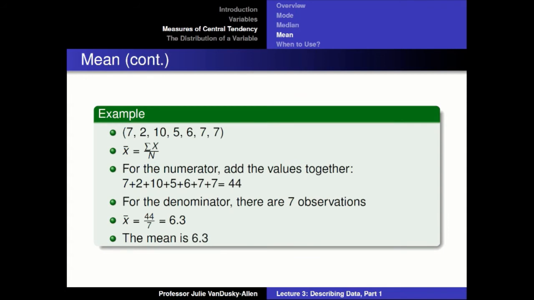Going back to our simple example, imagine we wanted to calculate the mean of the variable that took on the values 7, 2, 10, 5, 6, 7, 7. To find the numerator, sigma x, we would start by adding the values together. 7 plus 2 plus 10 plus 5 plus 6 plus 7 plus 7 equals 44. Then for the denominator, we would just find out how many observations there are. 1, 2, 3, 4, 5, 6, 7. There are 7 observations. So 44 divided by 7 is 6.3. The mean is 6.3.